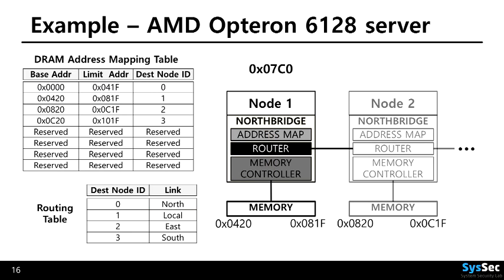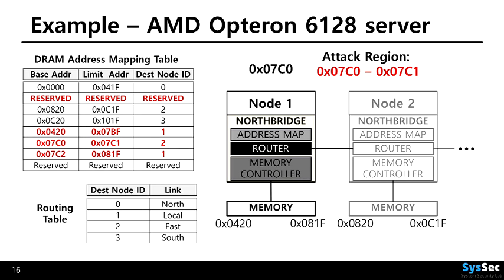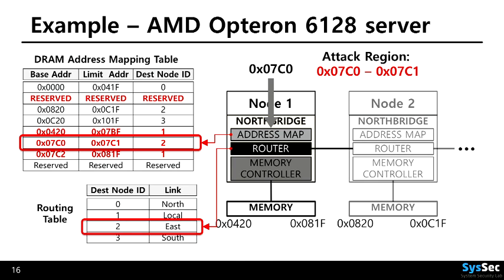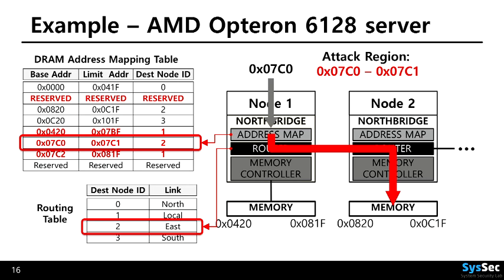However, if the attacker allocated the attack address region like this, and he also modified the DRAM mapping table like this, in this case, the same memory request will be found in entry 6, and then the router transmits the packet to the east port, like this.